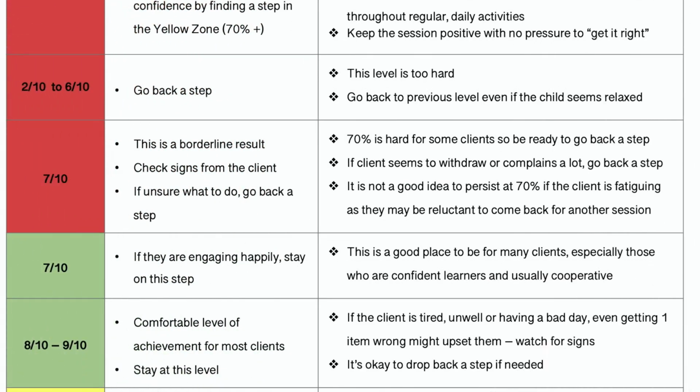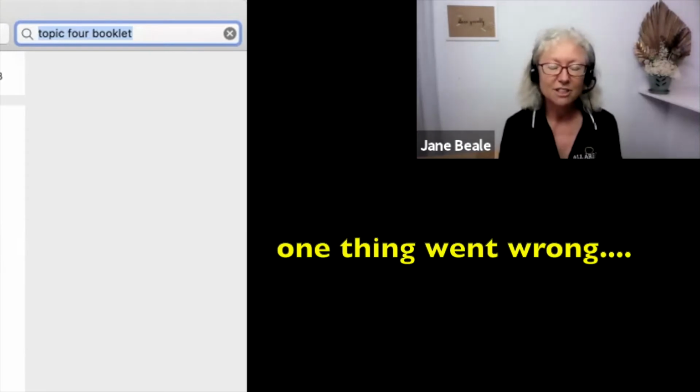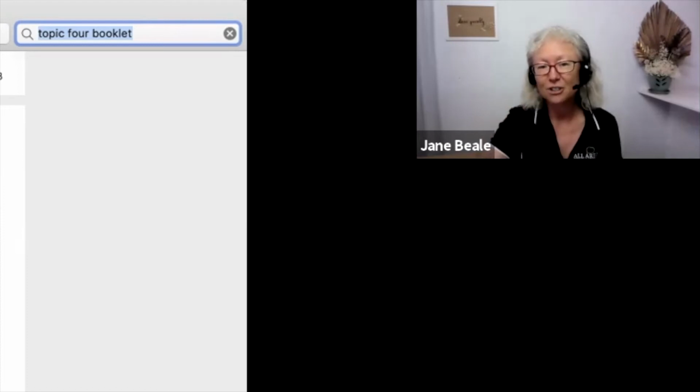If they're getting 8 or 9 out of 10, this is a comfortable level of achievement for most clients, so you're in the right place. But can you see that I've put in the notes, if they're tired or unwell or having a bad day and they're getting 9 out of 10 and they get one wrong, they might just really lose the plot because it was just too much. Can you think of a time where that maybe happened for you? You were just holding it together and one thing went wrong. And normally you'd brush that off because you'd be able to go, oh, well, everything else is going right. But on that day, that one thing was the final straw.